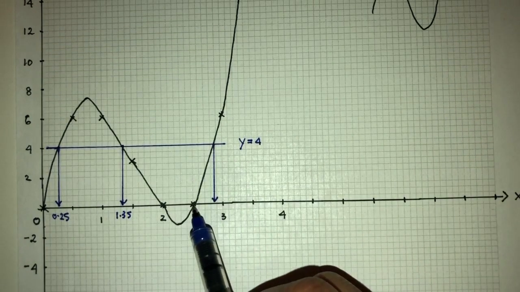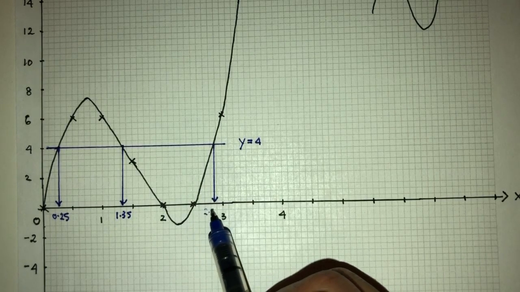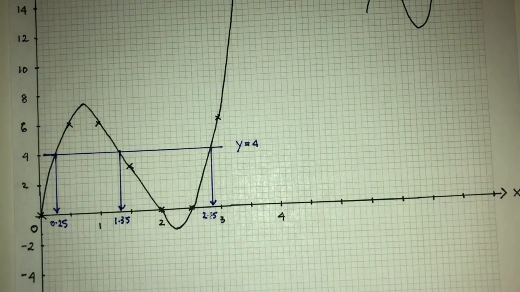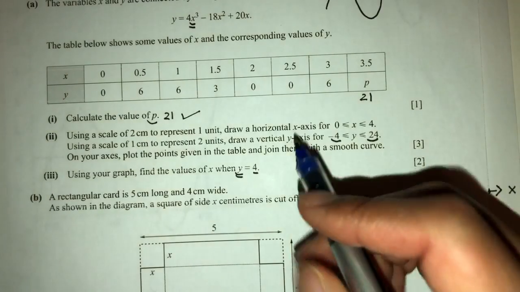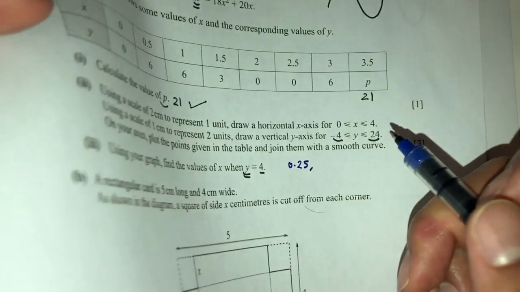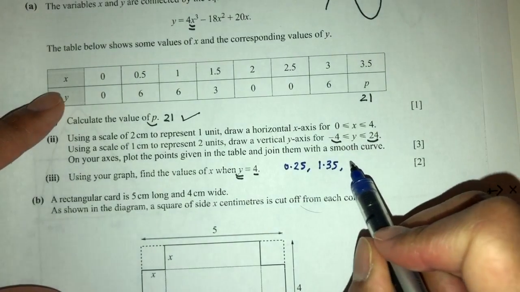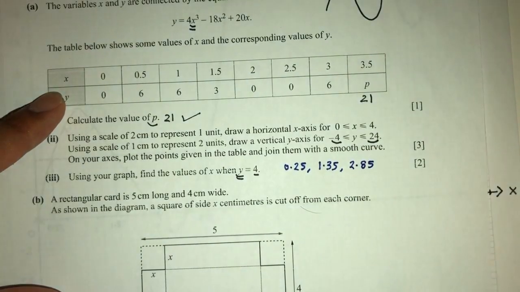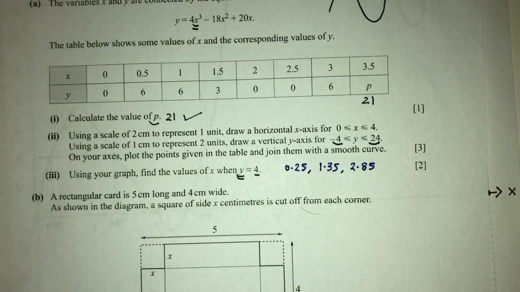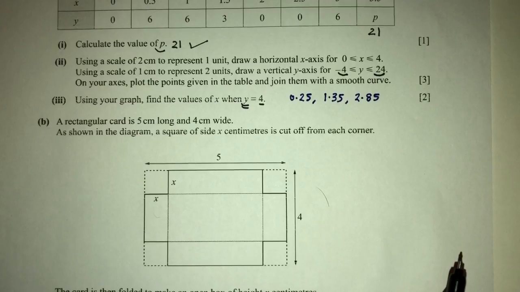Now this will be 2.85. So my values of x according to my graph will be 0.25, and then I have 1.35, and then 2.85. Okay, so that is using my graph to find the values of x when y equals 4. That will be part A.